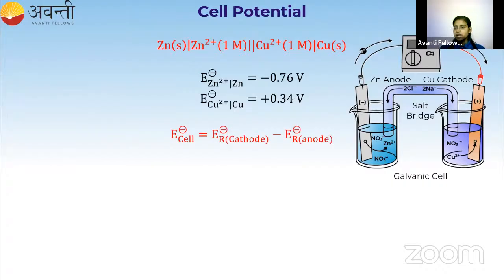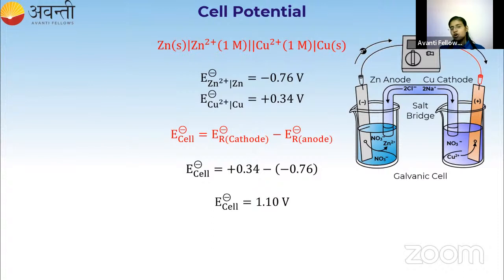For this problem, can anyone give me the answer? It is the direct substitution. Take the cathode value and subtract the anode value from it. 1.1, sure? Okay. So it is plus 0.34 minus of minus 0.76. So it will be 1.1 volt.